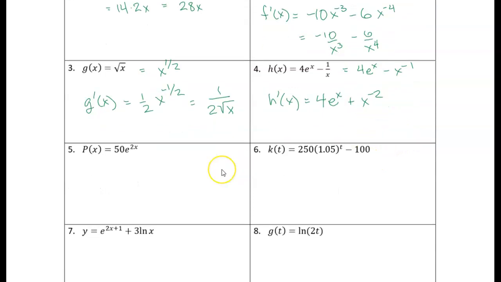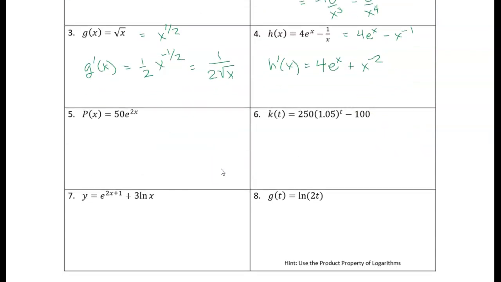All right, let's take a look at the next one. We have p of x equals 50 e to the 2x. So we have a constant multiple of an exponential function. So we're going to have 50 times the derivative of e to the 2x, which is going to be 2e to the 2x. Okay. Now I can rewrite that as 100 e to the 2x. As you get better and better at this, you'll go straight to just writing 100 e to the 2x.